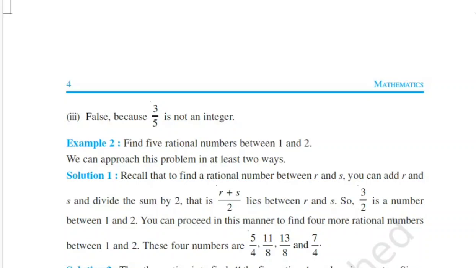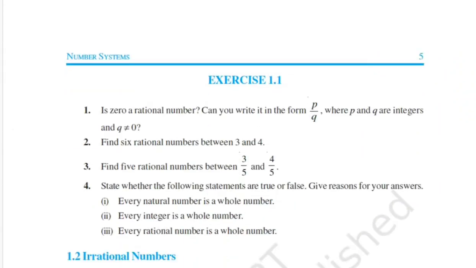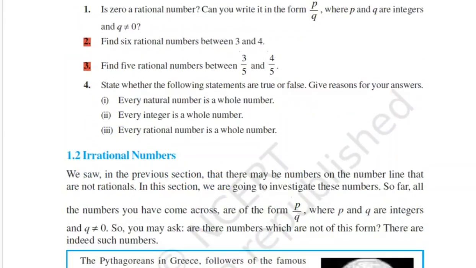Similarly, example 2 you can see, find 5 rational numbers between 1 and 2. Such type of question is very common. Okay, so from exercise 1.1 you can go through question number 2, or you can see question number 3 also. Okay, even the true false you remember. Okay, so such type of question you will get in statement based questions. Okay, they will give 2 statements and you have to answer.